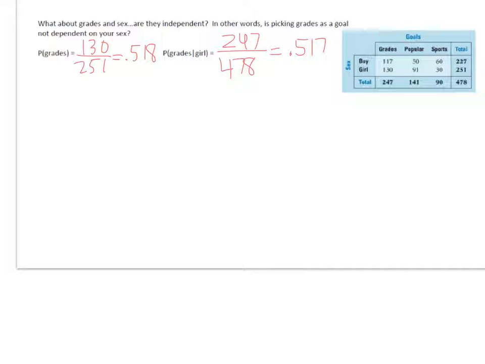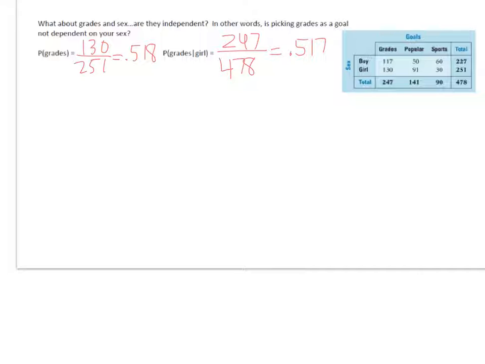Okay, and here's what I get. I get the probability of grades is 130 over 251, or 0.518. And I get the probability of grades given girl as 247 over 478, which is 0.517. And lo and behold, guys, 0.518 and 0.517 are darn near identical numbers. To the nearest thousandth, they're almost the exact same probability. So we have some independence here with grades and sex.